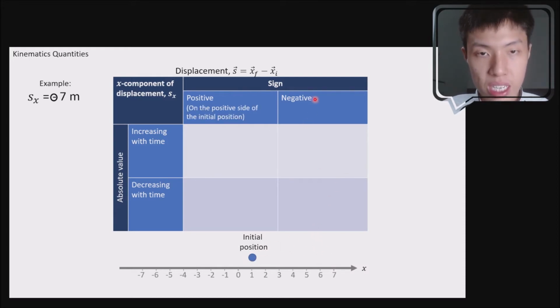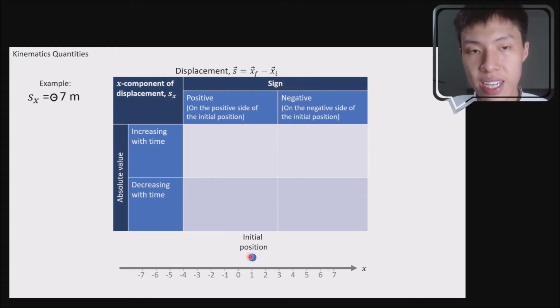Okay. If you get a negative sign, what does it mean? It means you are on the negative side of the initial position. Negative side technically in this situation means on the left side of the initial position, and positive side of the initial position means you are on the right hand side of the initial position. Okay, so that's for sign.